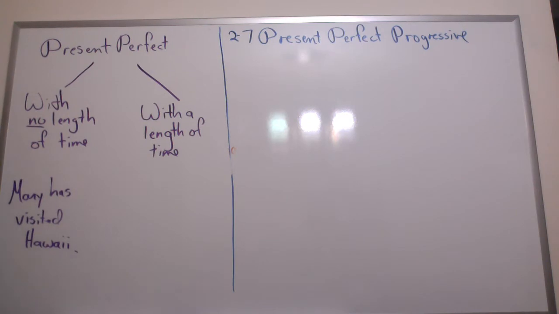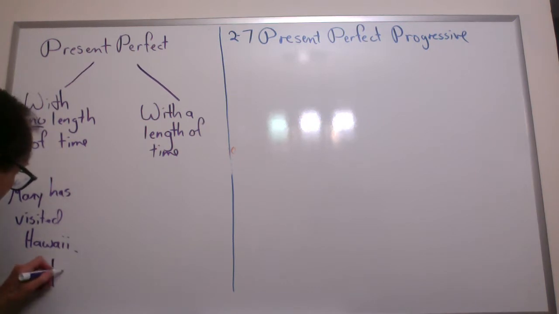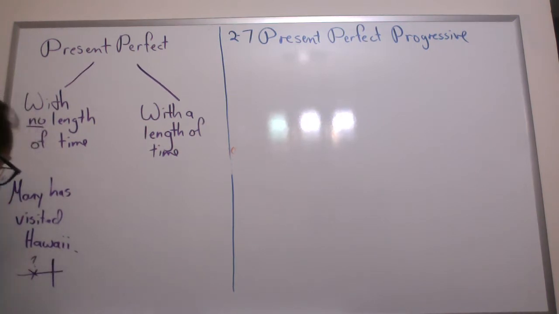So if I say Mary has visited Hawaii, that can mean just sometime in her entire life. The time is not clear. We don't know exactly when she visited Hawaii, but it happened sometime between the time she was born and now. Okay.